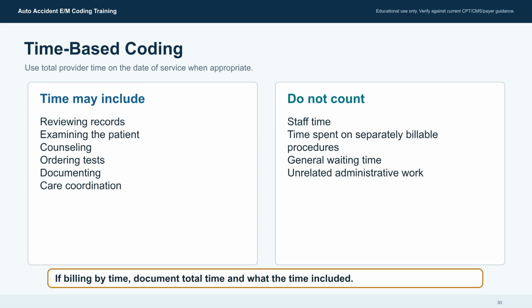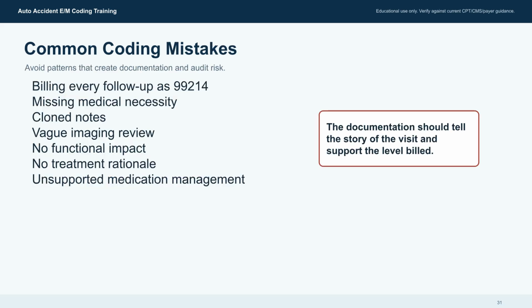Common coding mistakes include billing every follow-up as a 99214, using cloned documentation, failing to show medical necessity, or documenting symptoms without explaining clinical decision-making. Another common issue is vague data review. For example, writing records reviewed is weaker than identifying which records were reviewed and how they impacted care. The documentation should tell the story of the visit and support the level billed.